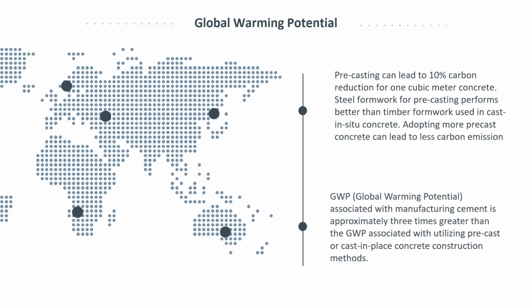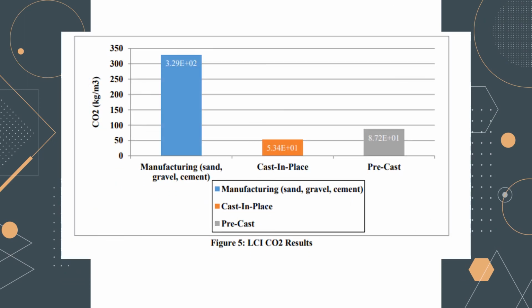Global warming potential (GWP) associated with manufacturing cement is approximately 3 times greater than the GWP associated with utilizing precast or cast-in-place concrete construction method. From a study, it show in this graph the result of carbon dioxide emission from manufacturing, cast-in-place and precast. Here we can see the manufacturing industry lead to more carbon dioxide emission rather than precast and cast-in-place concrete.